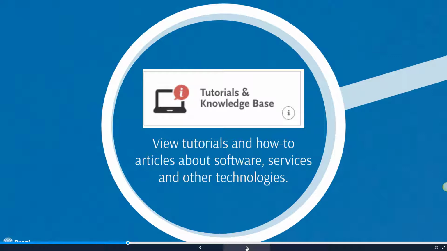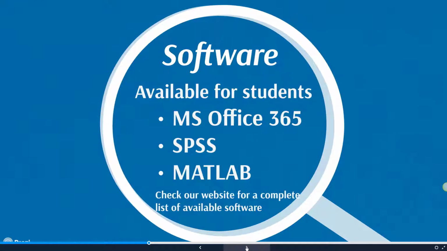This quick link, Tutorials and Knowledge Base, allows you to view articles about software, services, and other technologies. We have the following software available for students for free download. MS Office 365. You can download up to 5 copies of MS Office 365 on your different devices. SPSS and MATLAB are also available for free. Check our website for a complete list of available software.